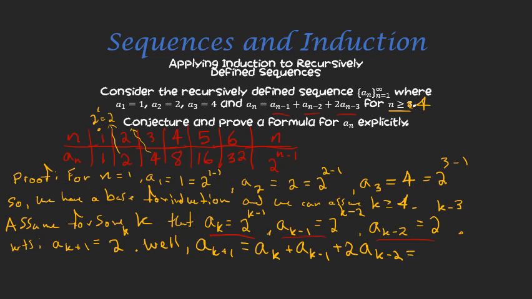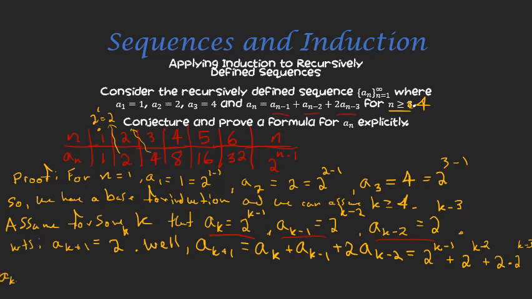So this is the same thing as a sub k is 2 to the k minus 1, plus 2 to the k minus 2, plus 2 times 2 to the k minus 3. I almost forgot that extra 2. Wow, and what's our goal again? We want to show that that's just 2 to the k. Okay, I need to start a new line here.